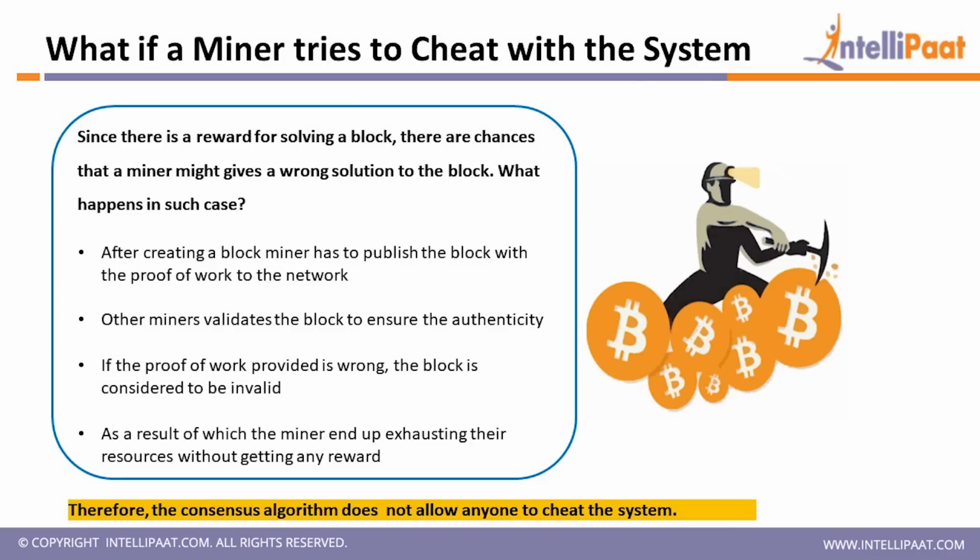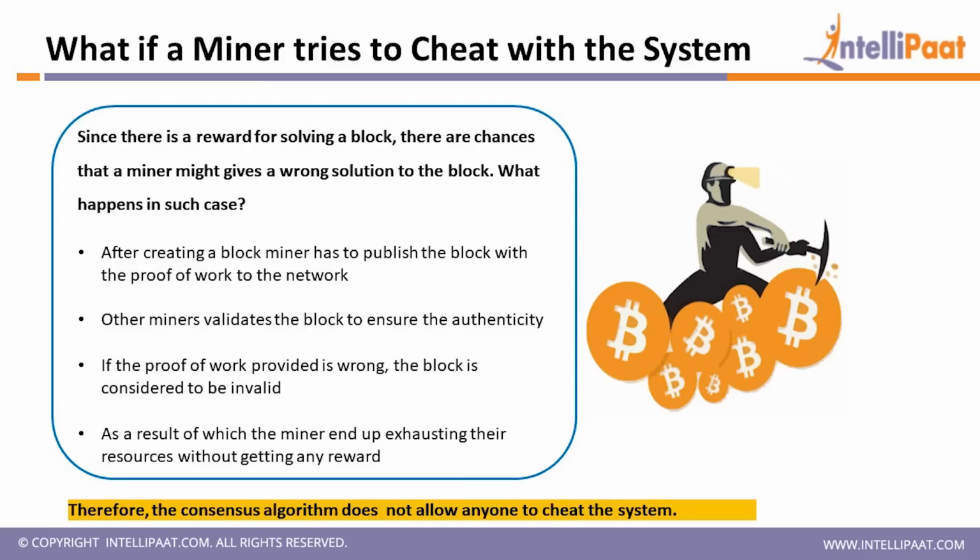Again, now, since everything is automated, there is no mediator, no authority, there are chances that some of the miners, in order to get rewarded, try to cheat the system. How does blockchain prevent cheating inside the network? Since there is a reward for solving a block, there are chances that a miner might give a wrong solution to the block. What happens in such cases?